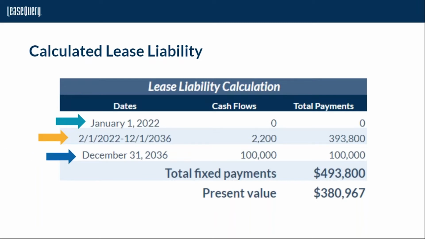Lastly, you have the purchase option of $100,000 that Tenneco said they were reasonably certain to exercise. And then that ends up with total fixed payments of $493,800. The next step in the lease liability calculation is you take the present value of those. We take the present value of the lease payments using the previously established discount rate of 3%. So Excel offers a present value formula, or you can use our present value calculator. Either way, the present value of the payments comes to $380,967.